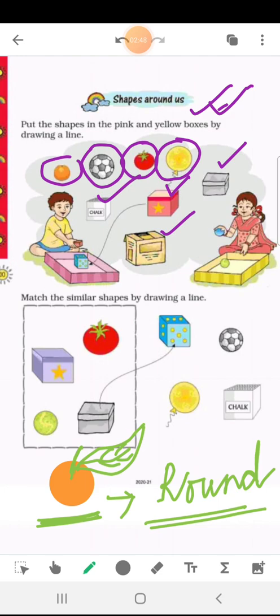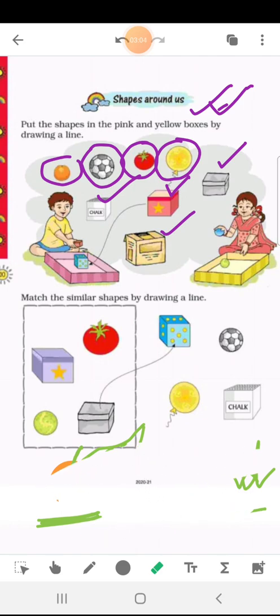Now you see students, so this is the shape of the orange. See students, when you watch the video, whenever you require, you can pause and you can see again.